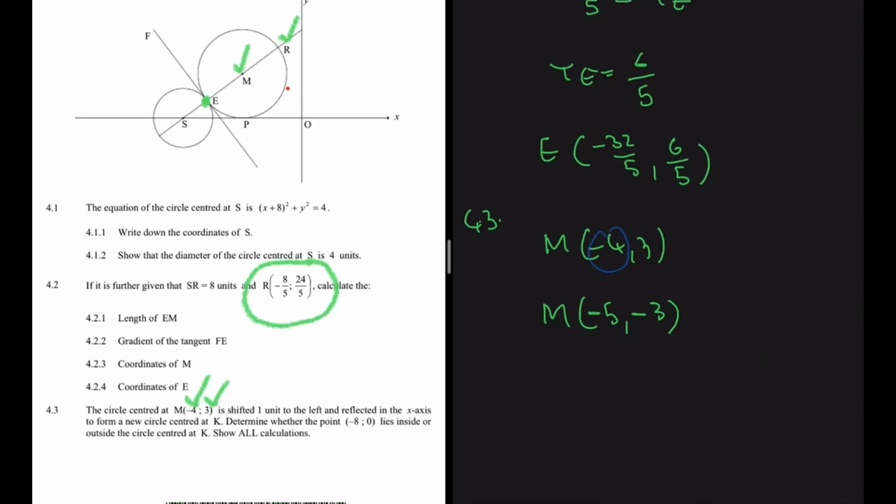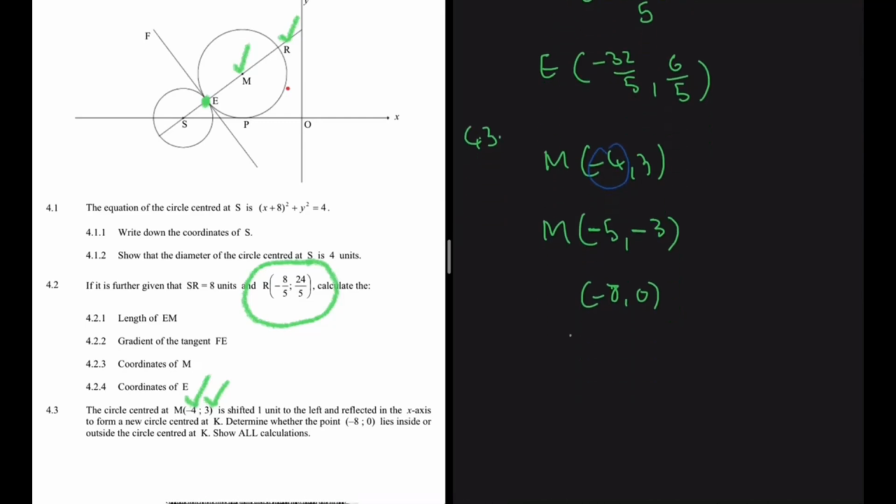The question is asking us, determine whether the point minus 8 and 0 lies inside or outside the circle centered at K. Show all calculations. So we've shifted the circle, right? We haven't changed the radius and everything. So the radius of our circle is still equals to 3, right?